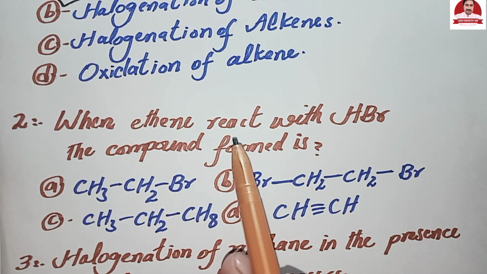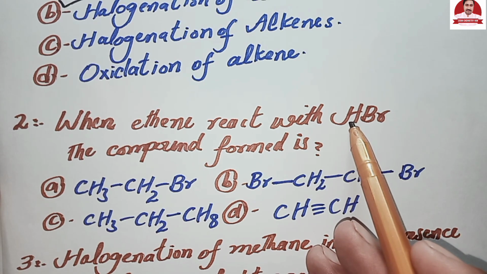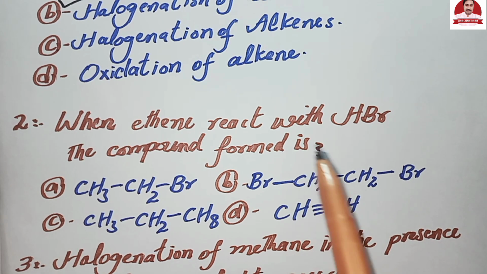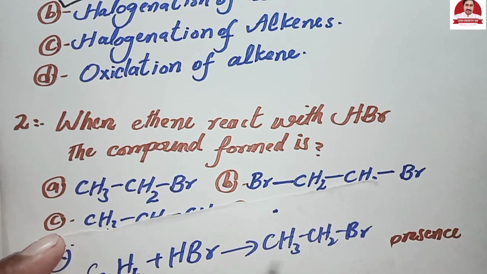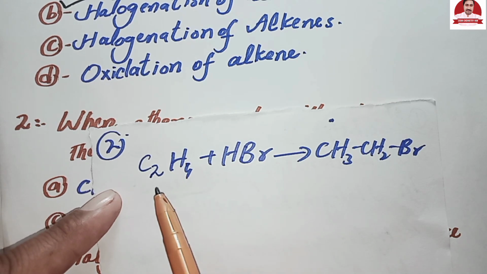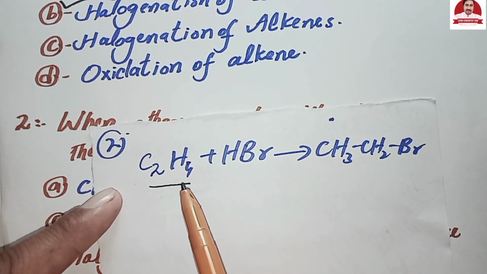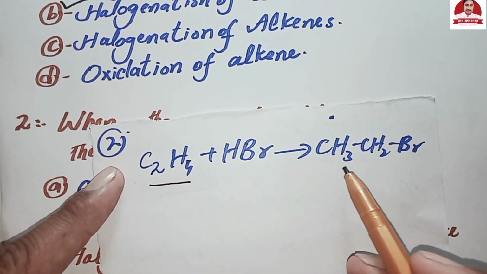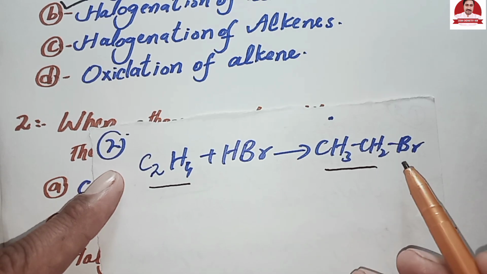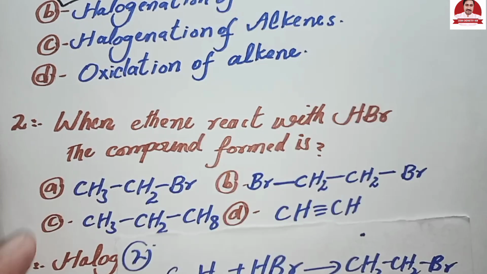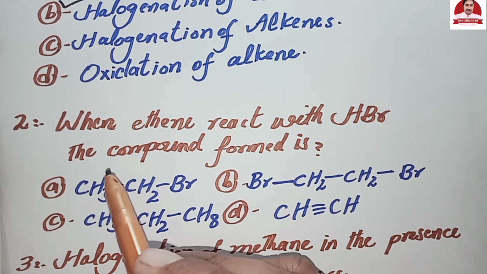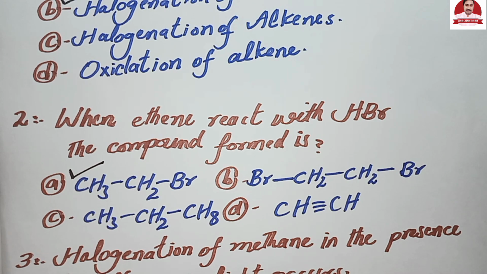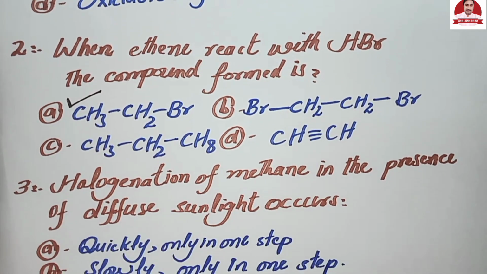When ethene reacts with hydrogen bromide, hydrobromic acid, the compound formed is. So ethene is an unsaturated hydrocarbon having a double bond. When it reacts with hydrobromic acid, it forms ethyl bromide. That is, the option A is correct. Next question, question number 3.